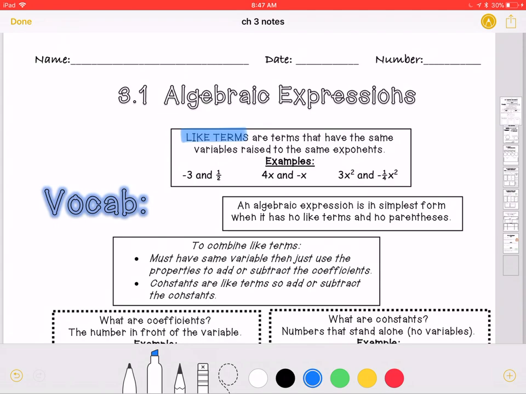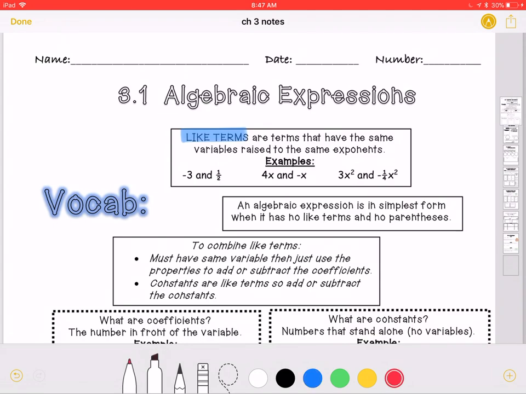Another example is 4x and a -x. They have the same variable, x, and they're raised to the same exponent, which is just 1. 1 doesn't have to be written, but it's invisible and it's there. Another example is 3x squared and -1/4 x squared. Notice they have the same variables, x, and they have the same exponent, which is 2.